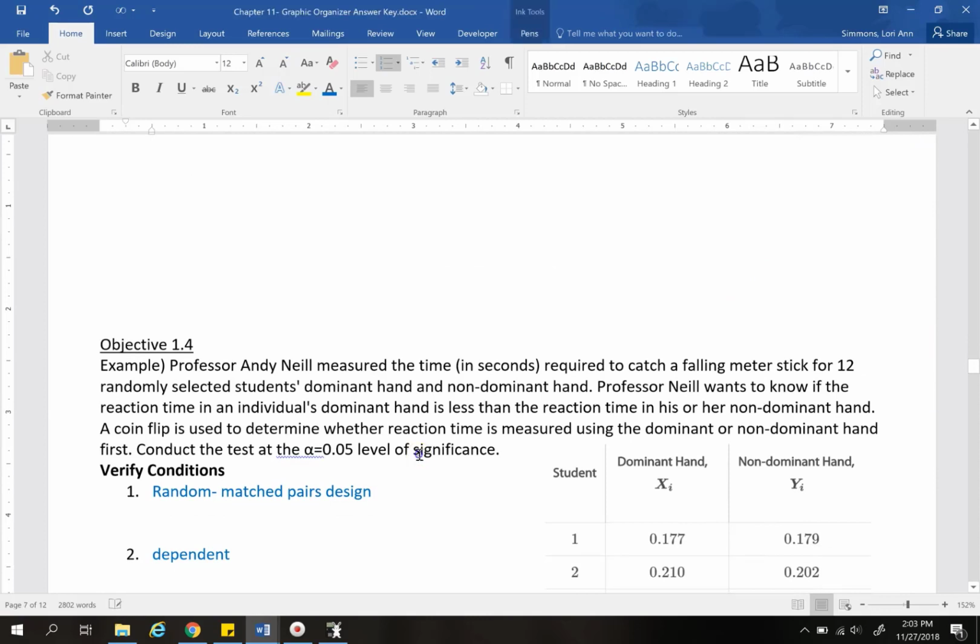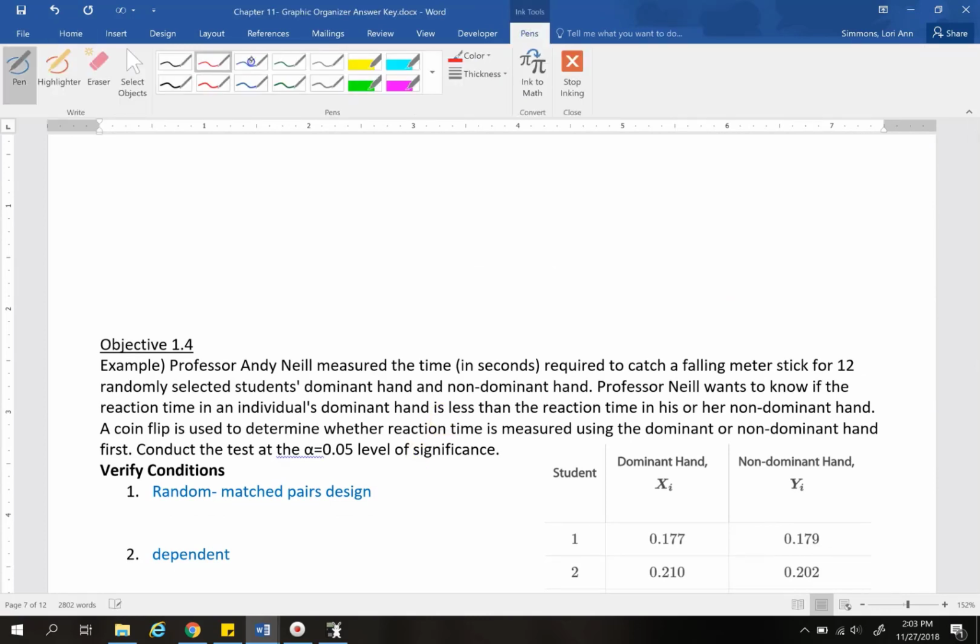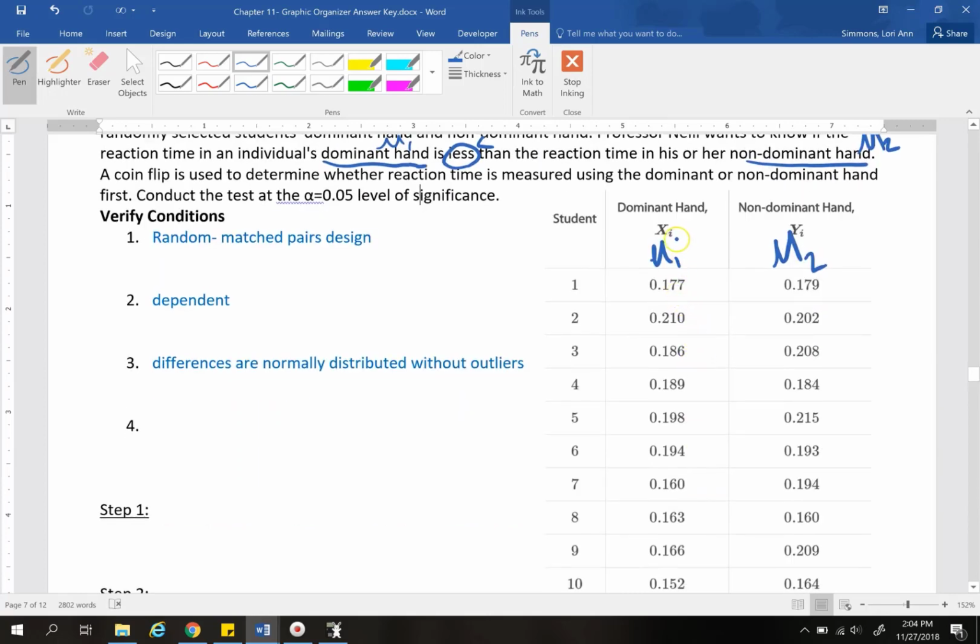So if you look at here carefully, the question says it wants to know if the individual's dominant hand is less than the non-dominant hand. So this would be mu 1, this would be mu 2, and this is less than. So the dominant is mu sub 1, non-dominant is mu sub 2. So luckily this one works out nicely where you can put mu sub 1 in list 1, mu sub 2 in list 2.